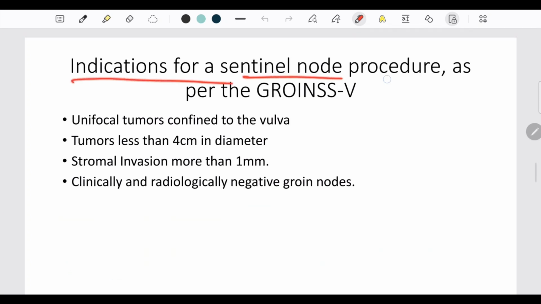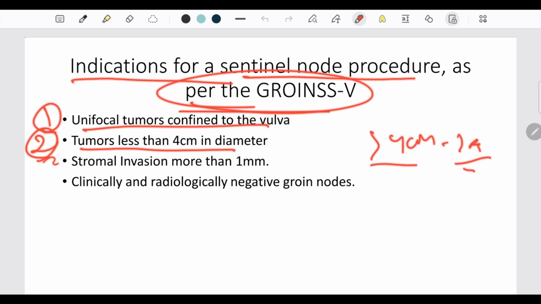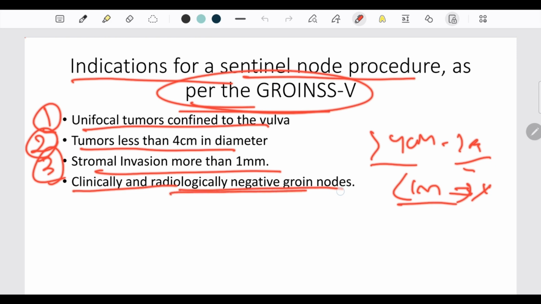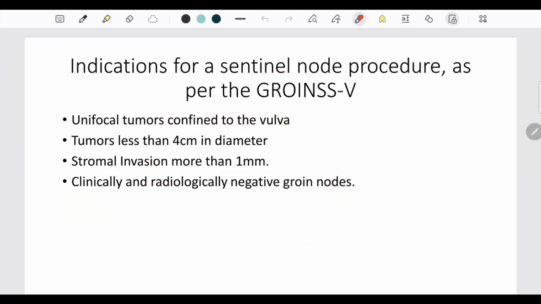So, indications of the sentinel node procedure as per the GROINSS-V study. Unifocal tumor confined to the vulva, tumor less than 4 cm, because for more than 4 cm you have to do bilateral groin node dissection. Stromal invasion more than 1 mm, because in less than 1 mm there is no role of groin node dissection. Clinically and radiologically negative groin nodes are candidates for the sentinel node procedure. First is unifocal tumor less than 4 cm, stromal invasion more than 1 mm, and clinically and radiologically negative groin nodes.